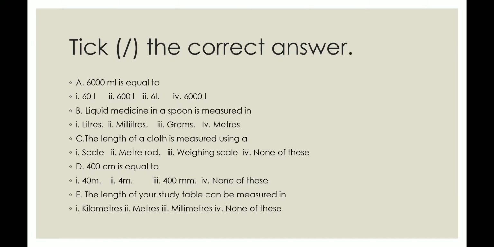First question is, tick the correct answer. A. 6000 ml is equal to, options are 60 liter, 600 liter, 6 liter, 6000 liter. And our answer is 6 liter. Option third, 6 liter. 6000 ml is equal to 6 liter. As we know, 1000 ml is equal to 1 liter, then 6000 ml is equal to 6 liter.